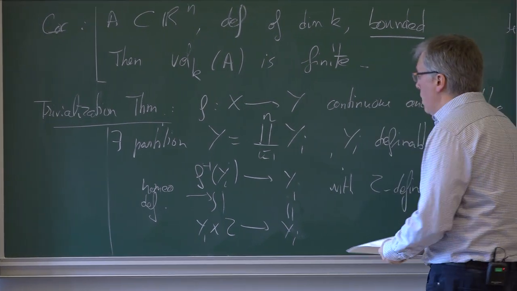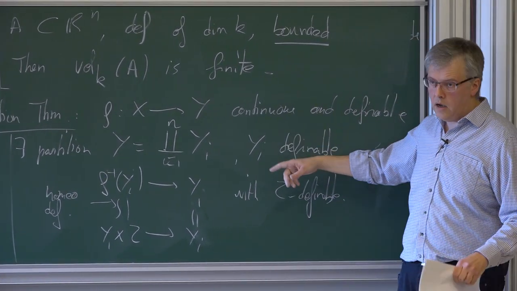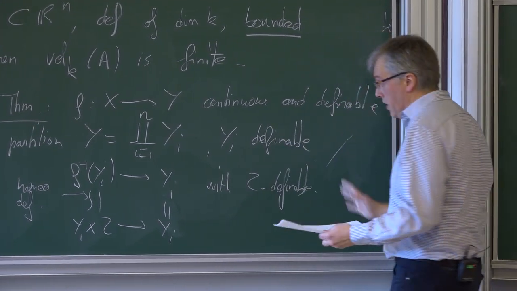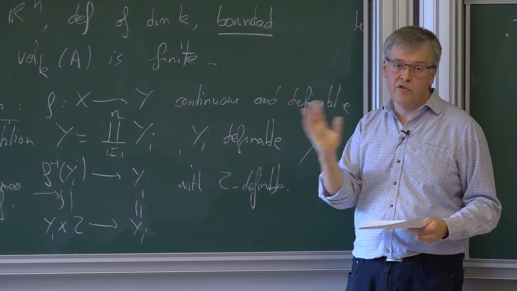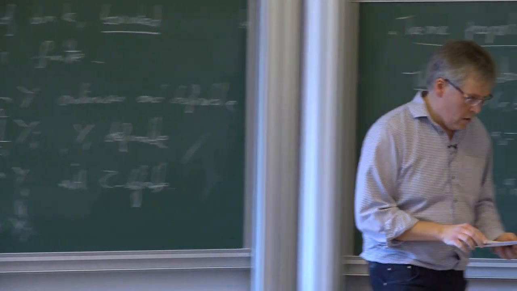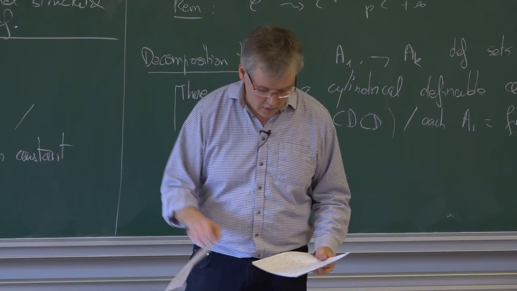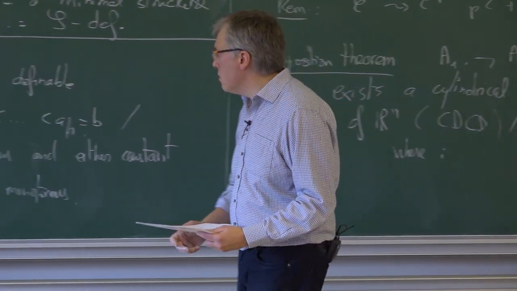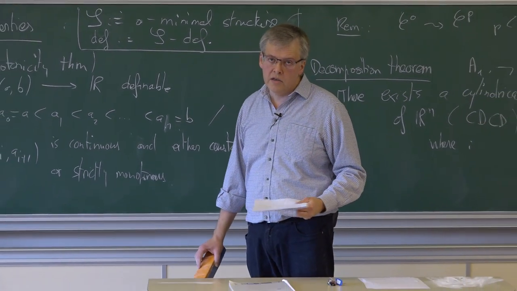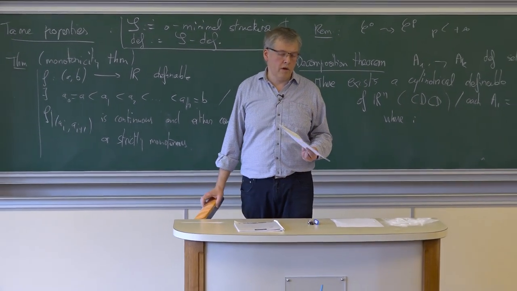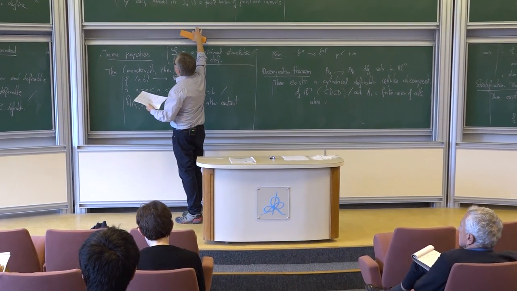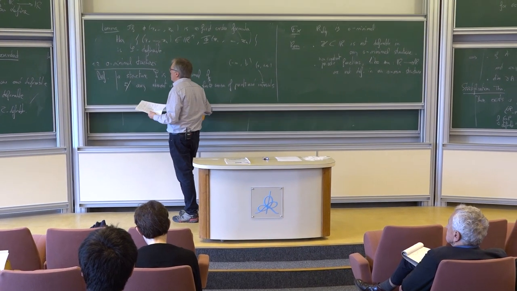And as a corollary, I will not write it because I'm already tired, if you have a definable family, then there are only finitely many homeomorphism types in the fibers, using this stratification, trivialization theorem. Okay, so this is nice. This is completely axiomatic. This would be a bit sad if the only example were algebraic. But this is not the case. So now let me try to say a few words on this.